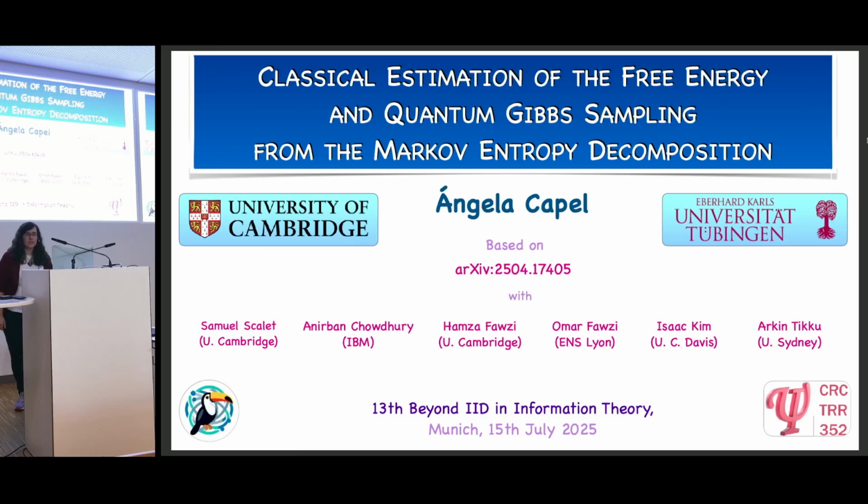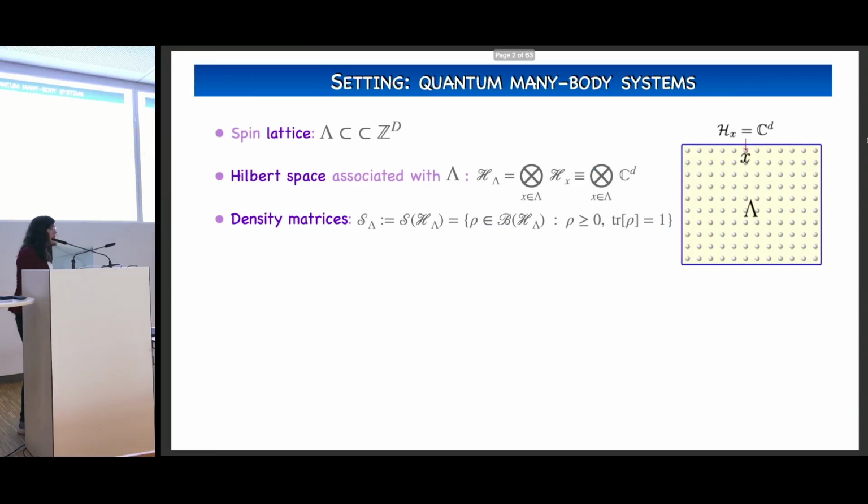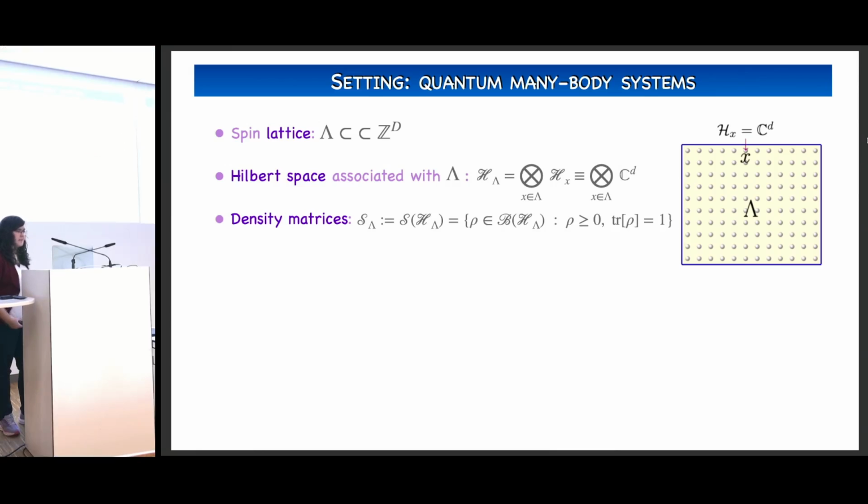I will talk about the Markov entropy decomposition and how we can use that to, first of all, classically estimate the free energy, and secondly, to do quantum Gibbs sampling. Before that, I want to introduce a little bit of the setting, because I'm sure that not everyone here is extremely familiar with this kind of setting, although I'm sure that everybody has heard about it.